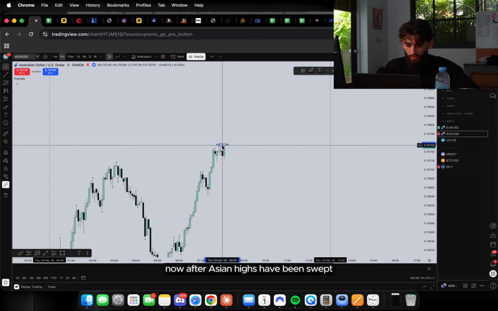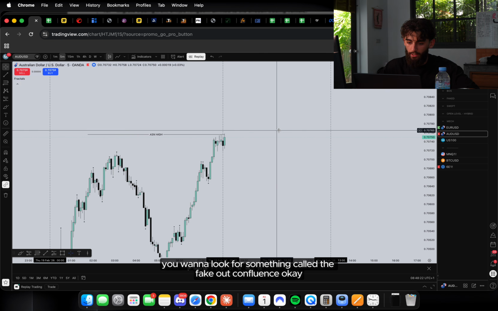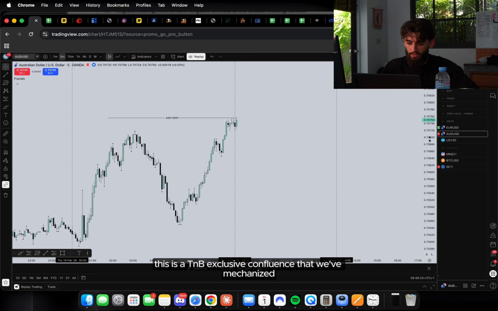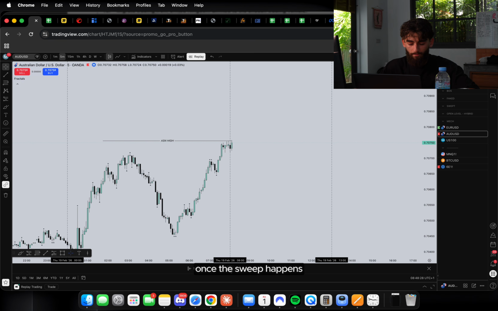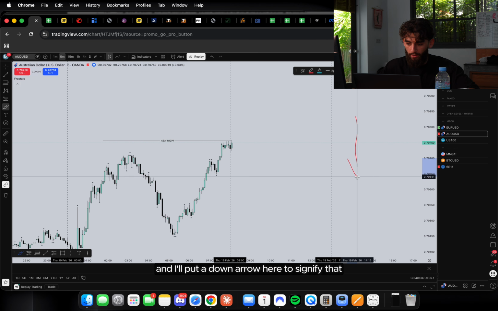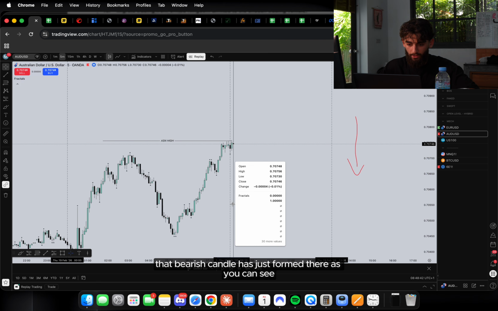Now, after Asian highs have been swept, you want to look for something called the fake out confluence, okay? This is a TMB exclusive confluence that we've mechanicalized, and it goes something like this. Once the sweep happens, you need to wait for a candle to form in the direction of bias. So since we are bearish, and I'll put a down arrow here to signify that, we are going to be looking for a bearish candle to form on or after the sweep. That bearish candle has just formed there, as you can see.